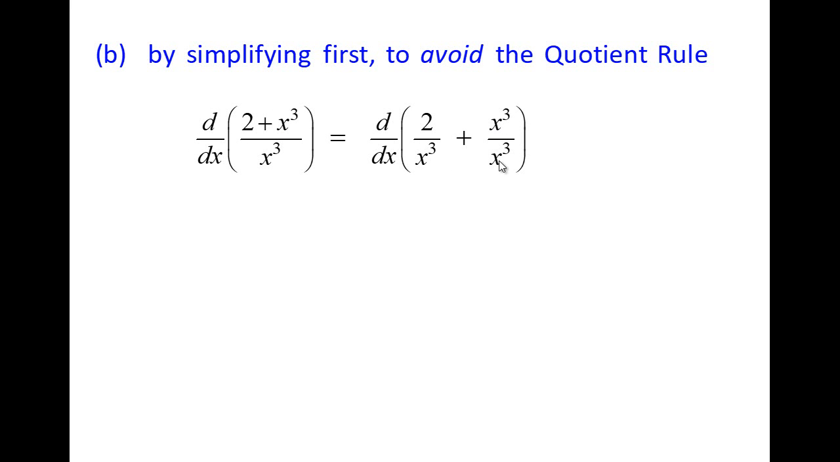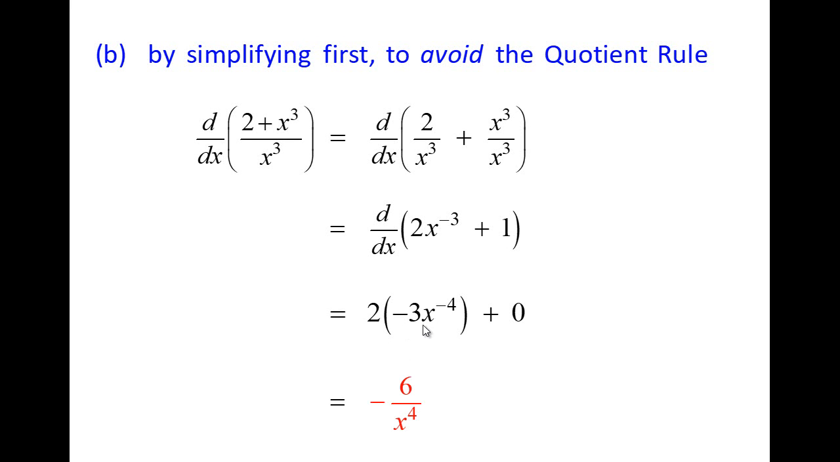Now x cubed over x cubed is just 1, and 2 over x cubed is 2 times x to the negative 3. So now if I take the derivative, by the power rule here, I get 2 times negative 3 x to the negative 4, and the derivative of 1 is 0. So then we get negative 6 here, x to the negative 4, but x to the negative 4 can be written as 1 over x to the 4. So again, we get negative 6 over x to the 4, which is the same answer as we obtained in the previous slide when we used the quotient rule.